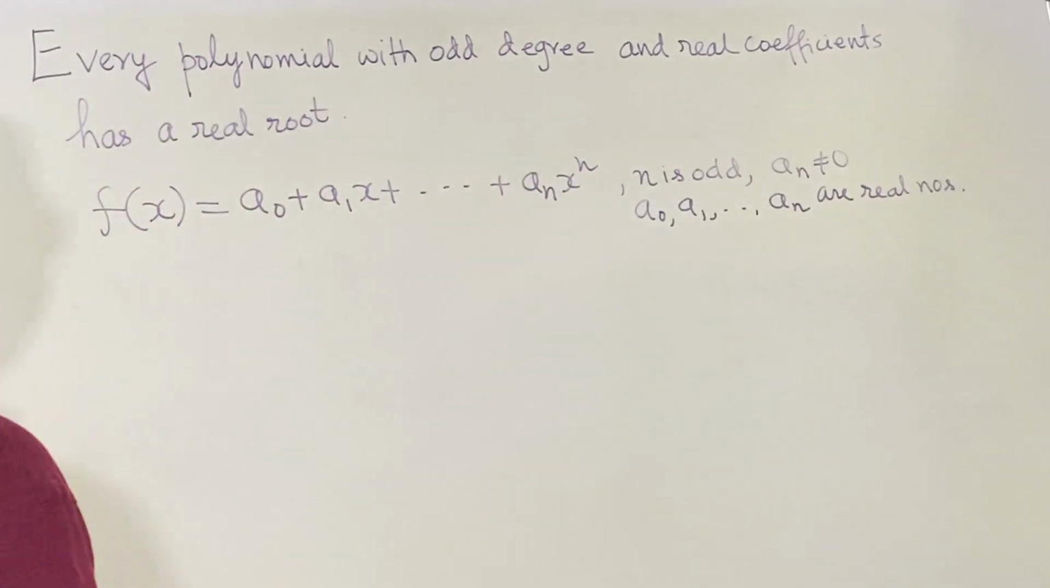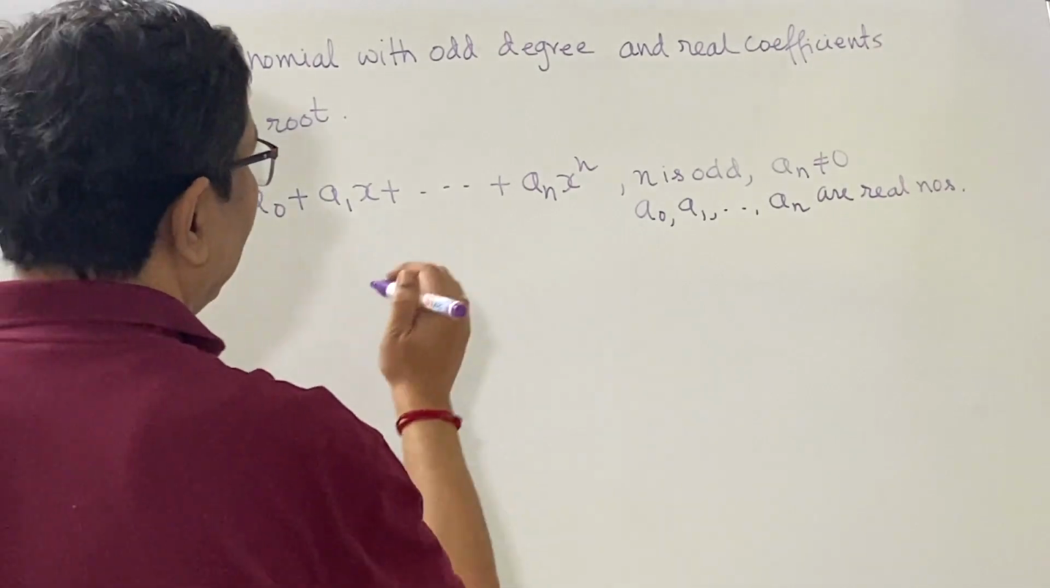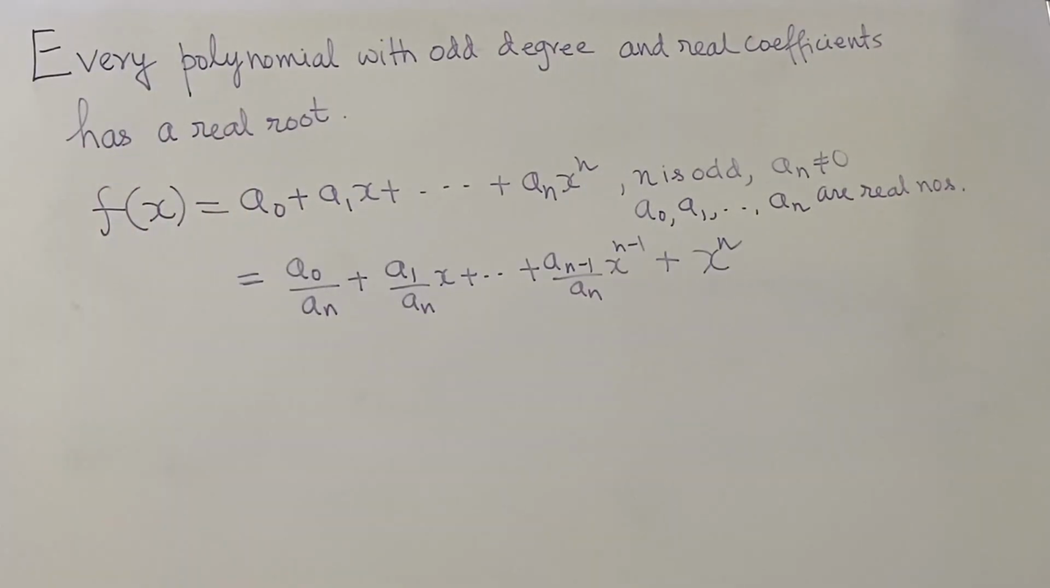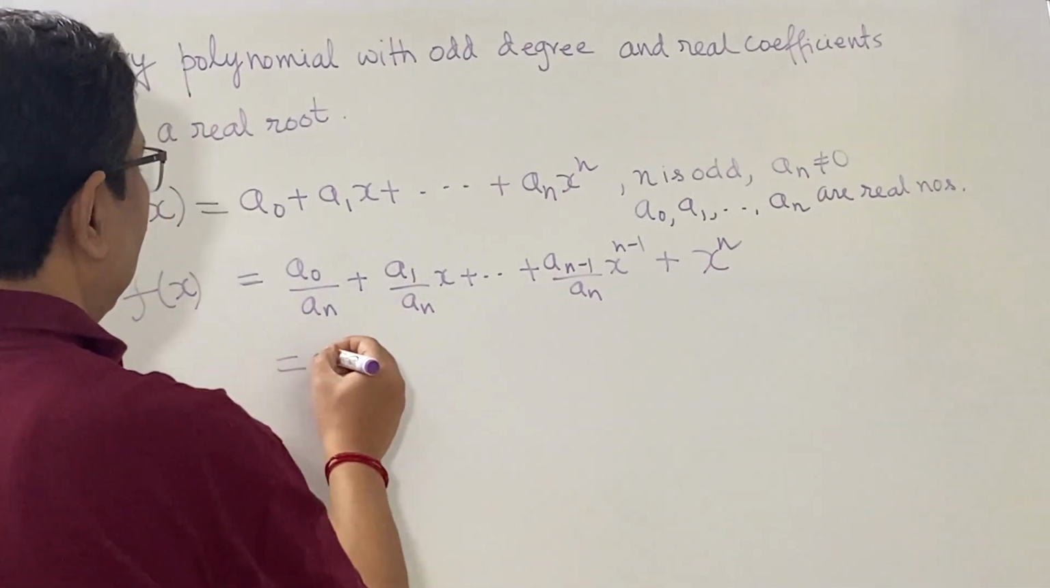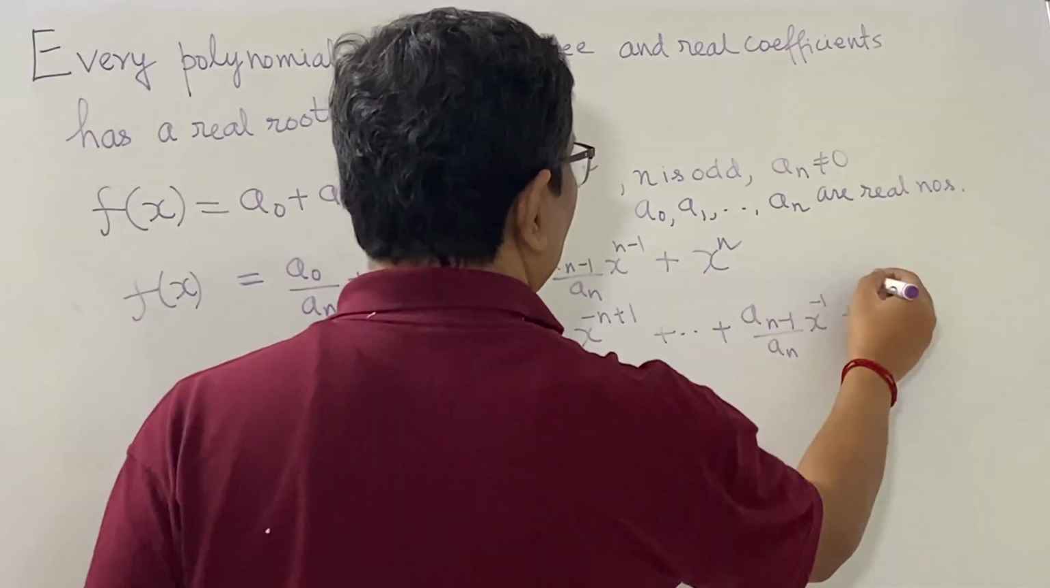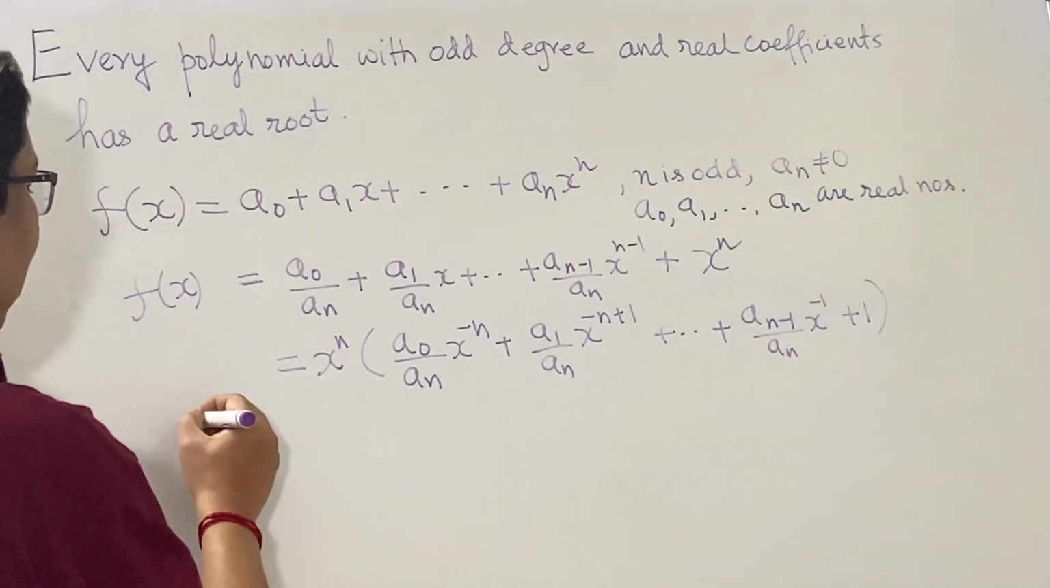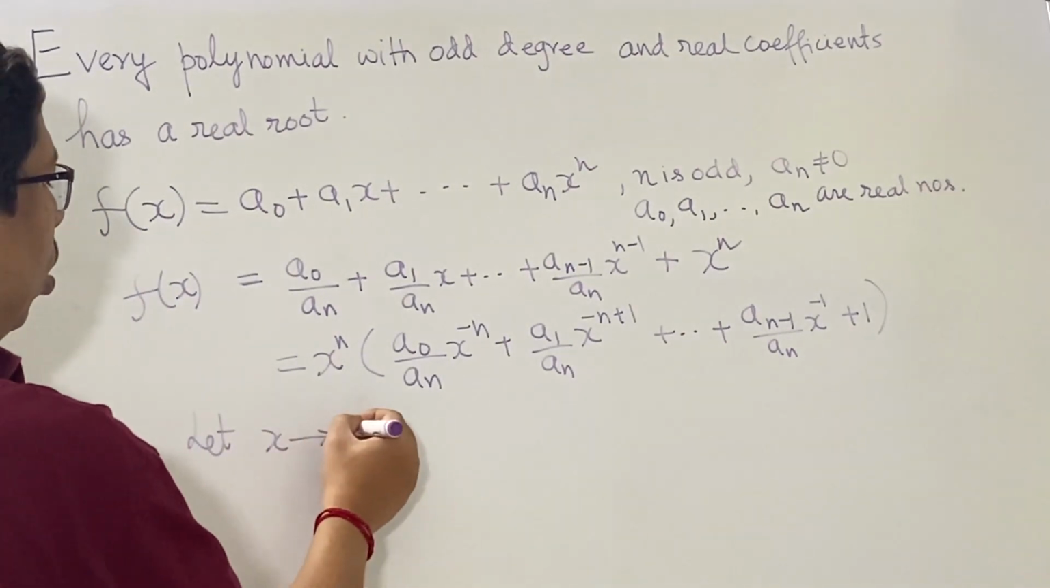Since a_n is not equal to 0, we can divide all through by a_n. So f(x) can be re-expressed. Now let us take x to the power n common. So we have, now let x go to plus infinity.